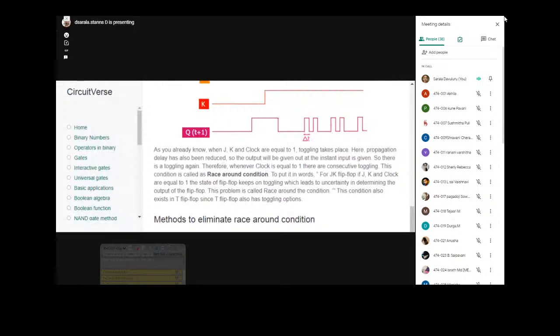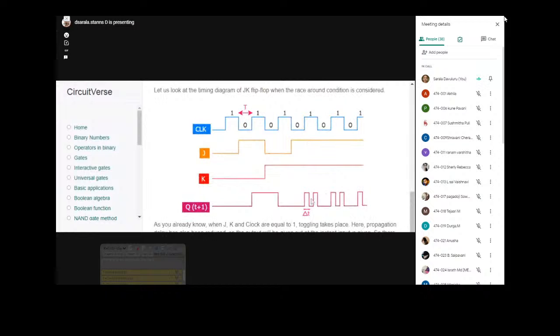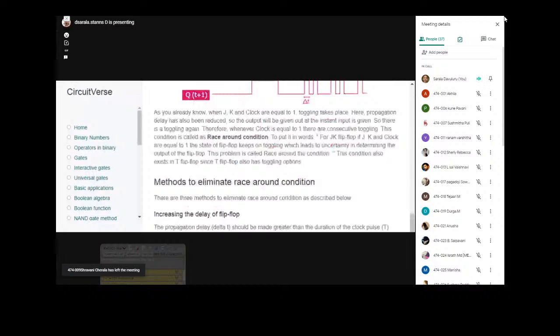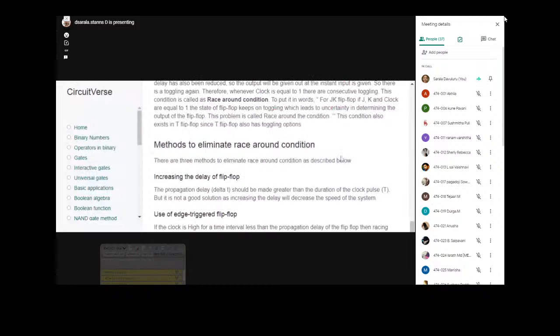So whenever the clock is equal to 1, there is consecutive toggling. Whenever the clock is high, there is continuous toggling. When the clock is low, then it is completely low. This is what it means. To eliminate this, there is still some delay which remains.